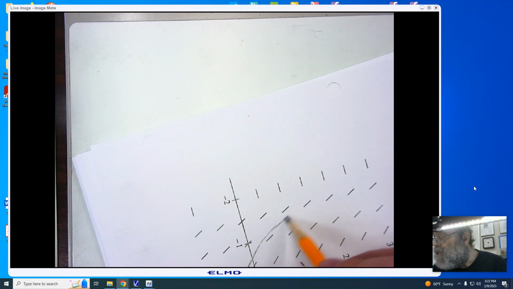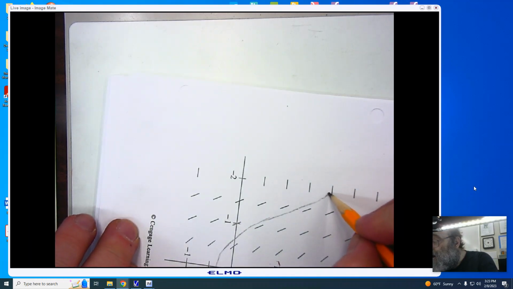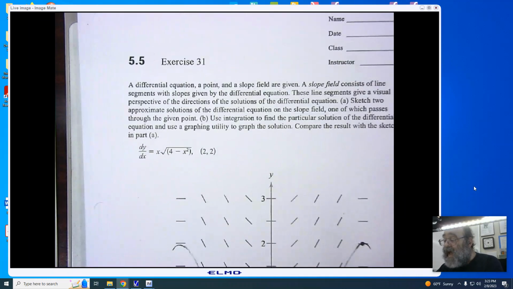Now notice I'm going up. I'm coming to the other side. Now where it's parallel, right across the other side, we're going to make sure we do a tangent. This is now my approximation of the curve.